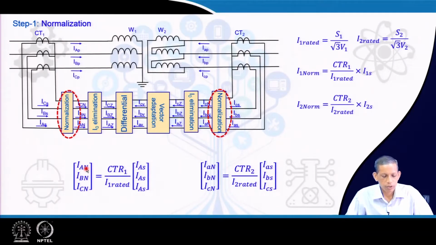So, in general for the 3 phases, the normalized current can be obtained from the CT ratio for the high voltage side upon I1 rated, and then we have the currents from the CT secondary. Similarly, for the low voltage side the normalized current can be obtained from the CT ratio 2 upon I2 rated, and then we have the 3 phase currents IA, IB, IC in the secondary side of the low voltage side.